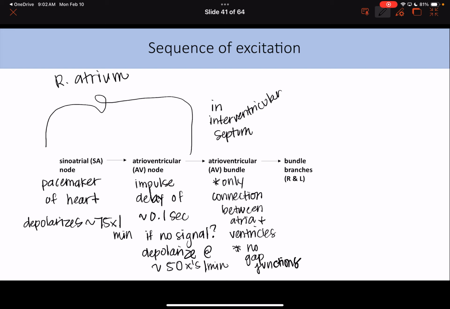The next part in the excitation sequence are the bundle branches. We have right and left bundle branches. This is to excite the right and the left ventricles. But this is also not a set of pacemaker cells. This is just a connection to the right and to the left ventricles. And this goes down the septum towards the apex.